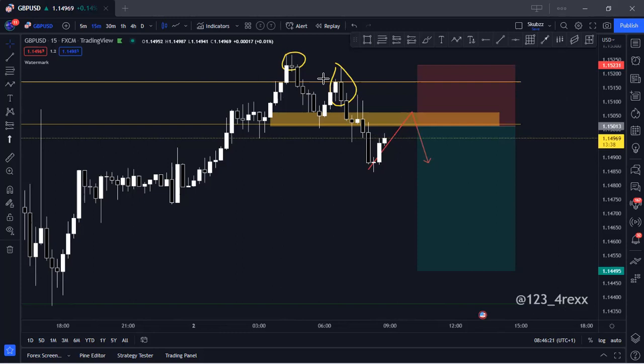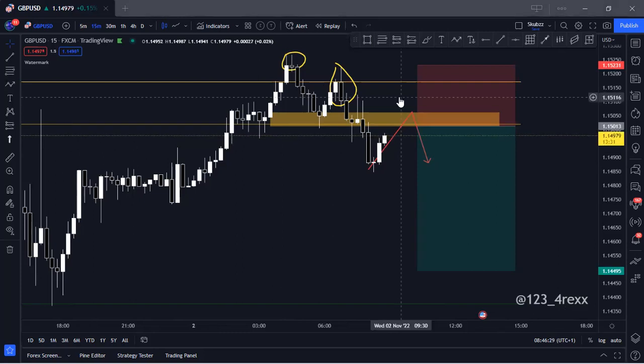Okay, no worries. Is there any other pair you guys want us to take a look at before we go? It is actually going back to that level. So let's just pay attention to it and see how it goes.